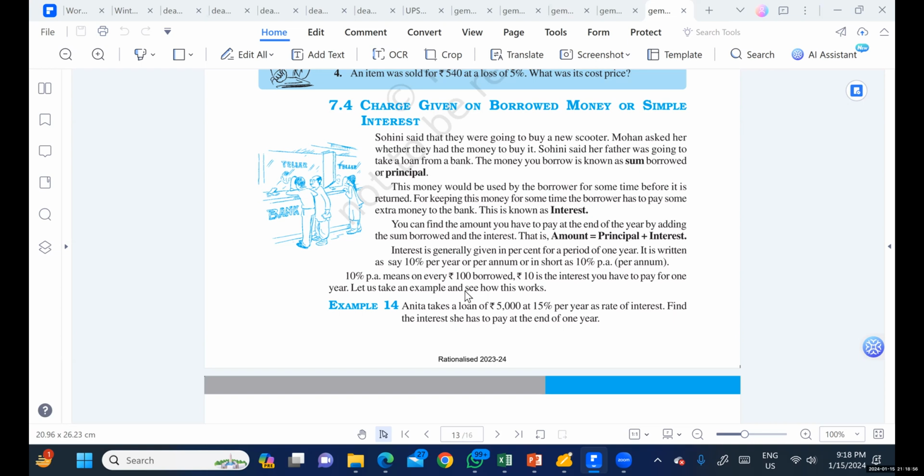Okay, sir. Do you understand? Yes, sir. So, if the formula is P into R into T, you have to give the P into R into time also. Okay? Okay, sir. All these minor things matter.